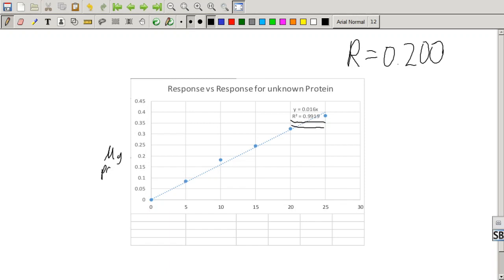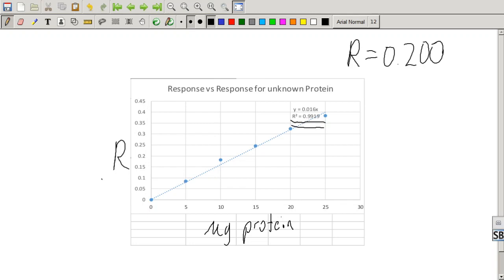Except that's not right. My dependent variable is on my y-axis, and so this is going to be instrument response. On my x-axis is going to be micrograms of protein. So you just look at 0.2 and go to the right. Okay, so that's one way we could do this.